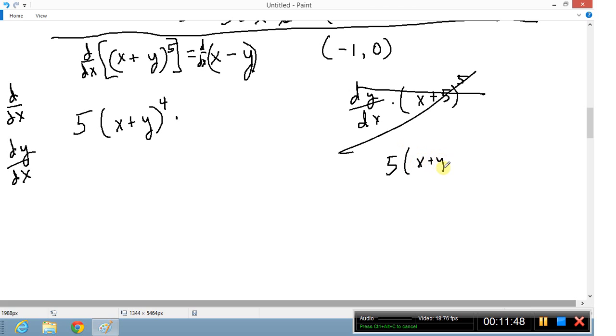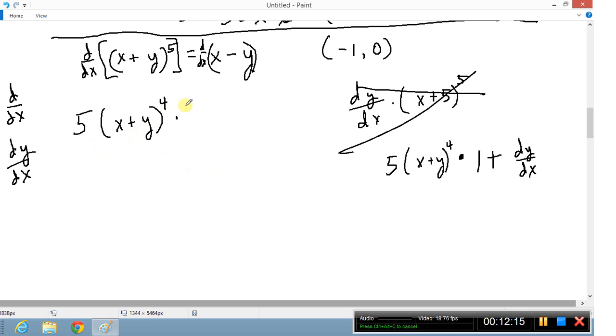Now, a lot of people here just wrote 5(x plus y) to the fourth, and then they wrote this big dot, like times, and then they wrote 1 plus dy/dx, which is right, sort of. I mean, it is the derivative of x plus y. It's 1 plus dy/dx. But you see, the problem is this big dot does not tell you that this 5(x plus y) to the fourth has to be multiplied by that whole expression.